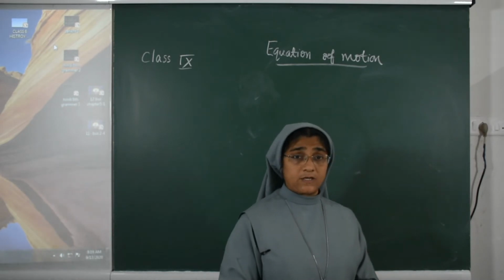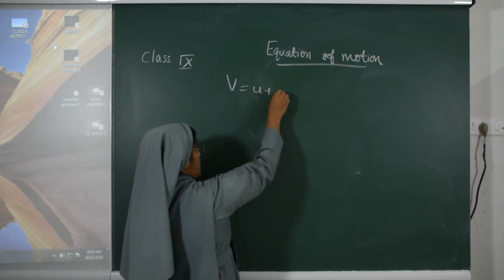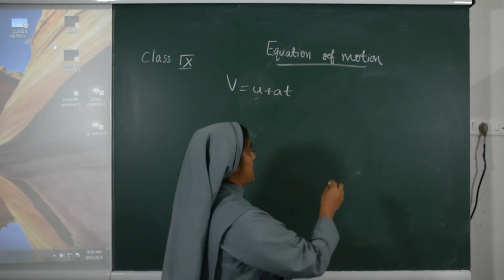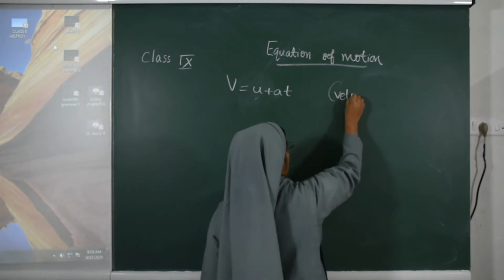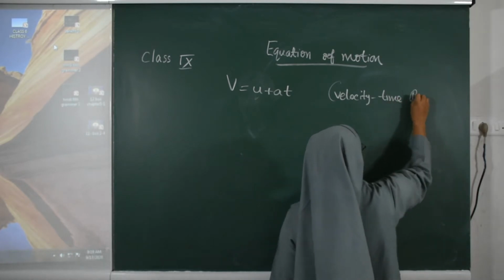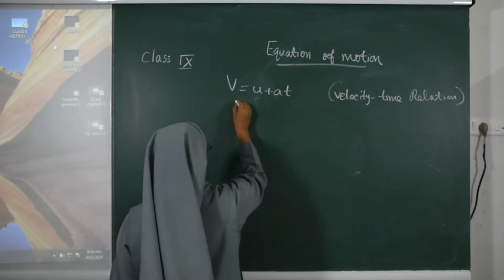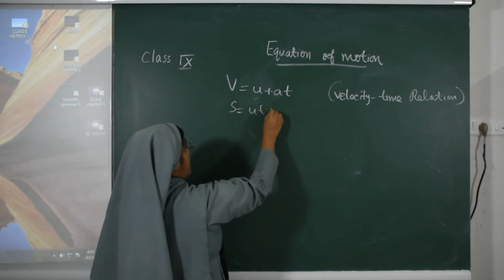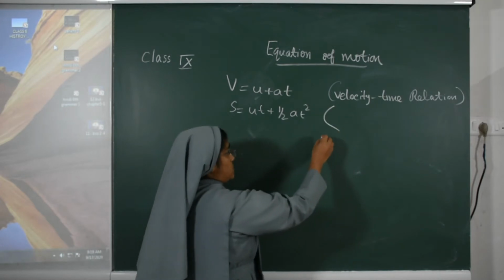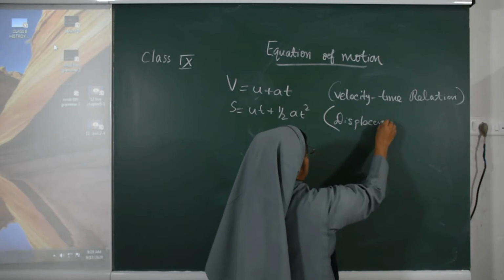What are the three equations of motion? First equation is v = u + at. This shows the velocity-time relation. Second equation is s = ut + (1/2)at². So, this shows the displacement-time relation.